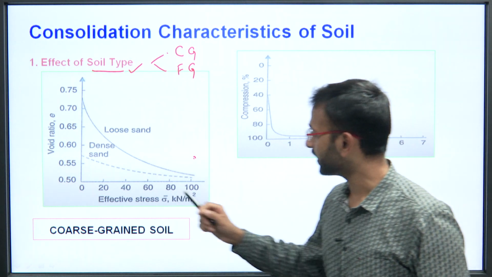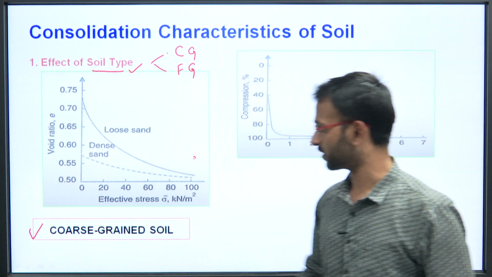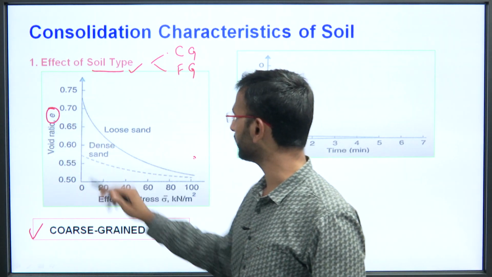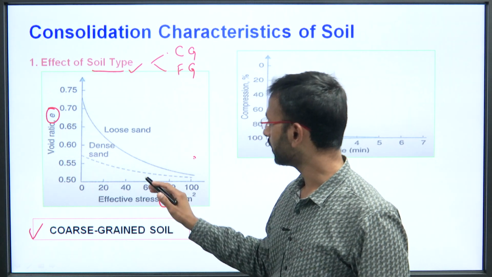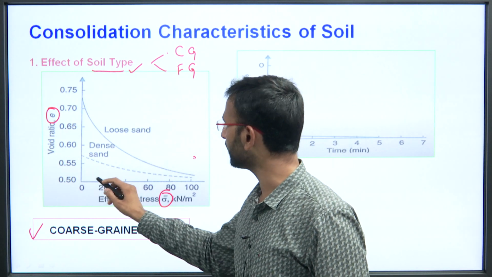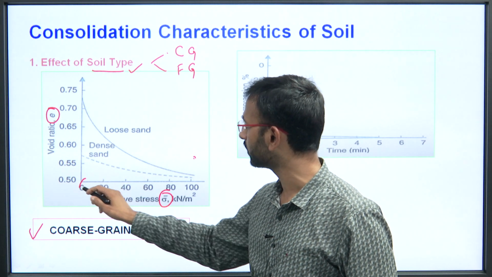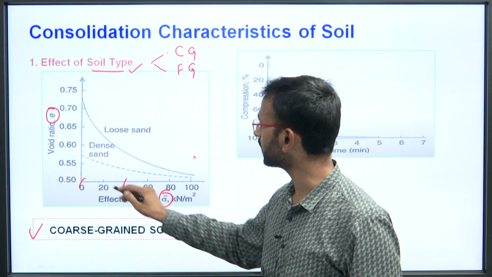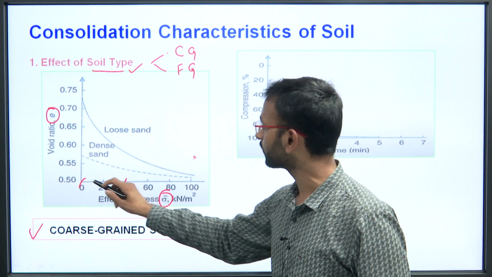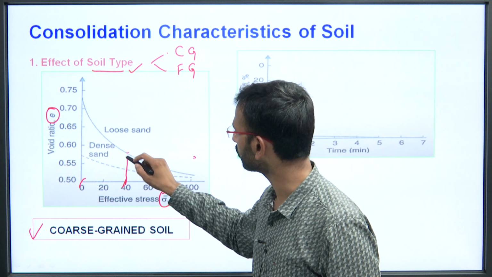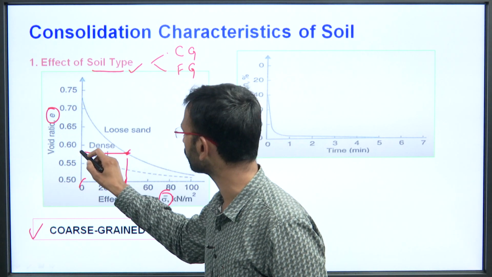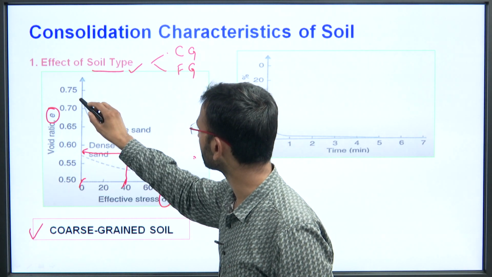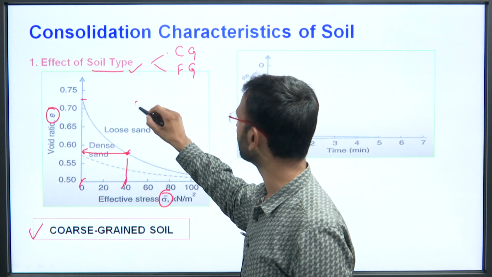So in this case, if you are talking about the coarse grained soil, the very first case, what happens to the void ratio? This is the plot between the void ratio and effective stress. So when the load is increased, let us say from 0 to 40, the effective stress, the pressure, has been increased from 0 to 40. The void ratio corresponding to this is let us say 0.58, and at the other point it is comparatively 0.72.